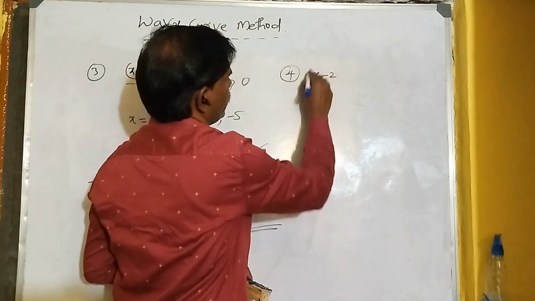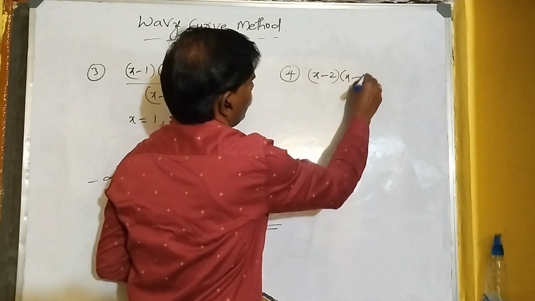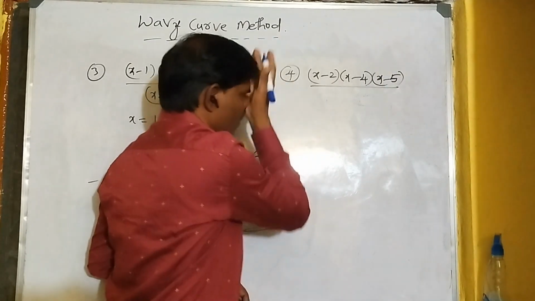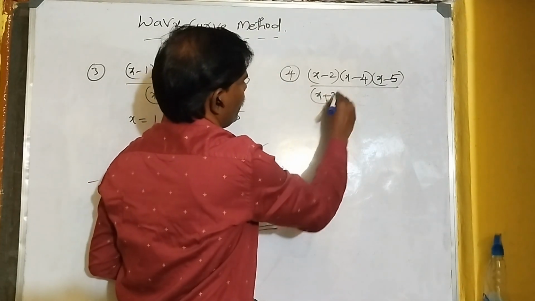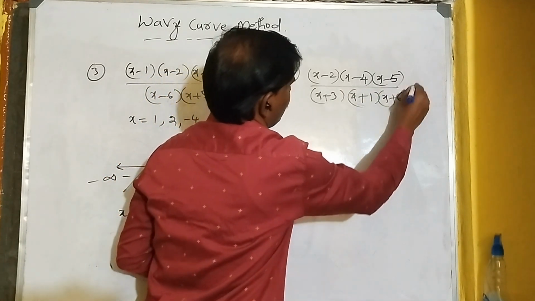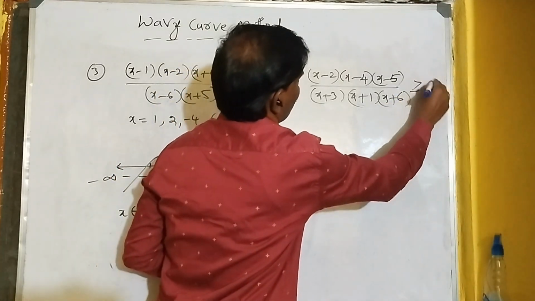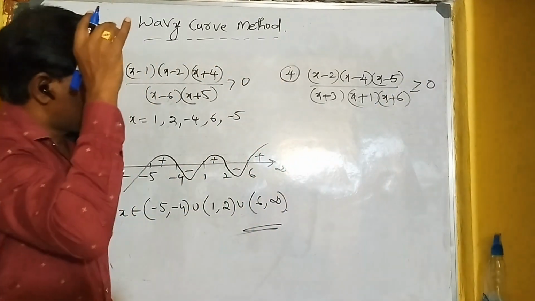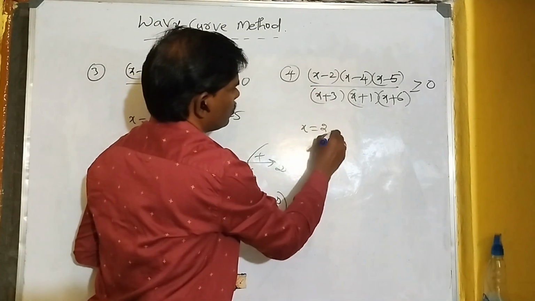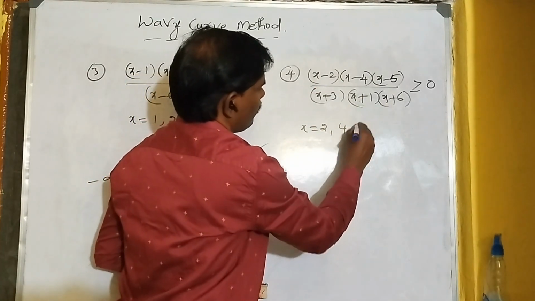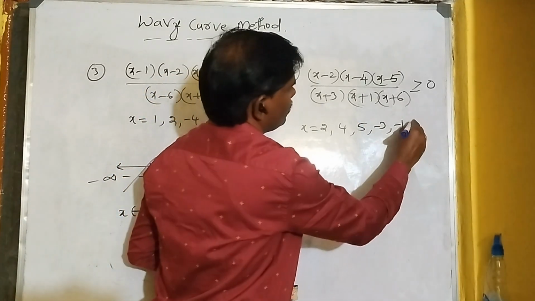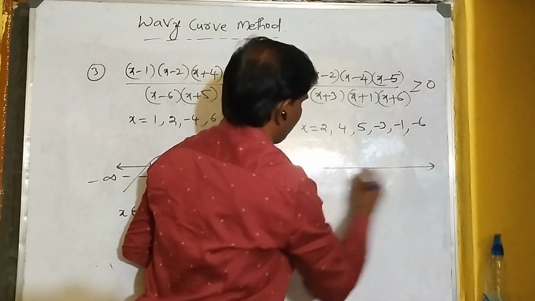Okay, next, same as that question. (x minus 2)(x minus 4)(x minus 5) by (x plus 3)(x plus 1)(x plus 6), greater than or equal to 0. Okay, in this case, setting each factor equal to 0, what are the x values? x is equal to 2, 4 and 5, and x is equal to -3, x is equal to -1, and x is equal to -6. Okay, draw the number line.